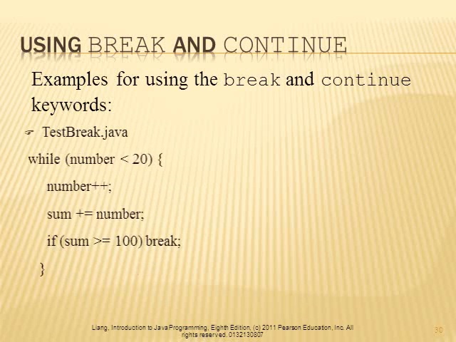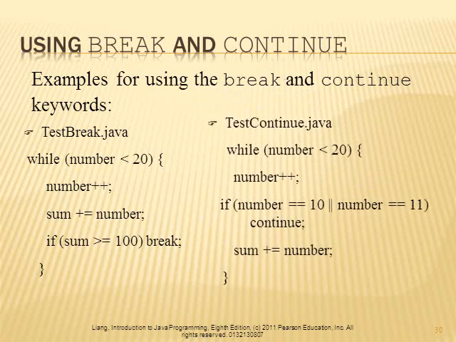So let's take a look at this first example, TestBreak.java. The loop is designed to add 1, 2, 3, and so on to the value of sum. But if we look at the loop body, it's testing to see if sum is greater than 100. If it is, it will break out of the loop. So consequently, as we're adding 1, 2, 3, after we add 14, sum will be greater than 100, so the loop will terminate, and the loop only executes 14 times.